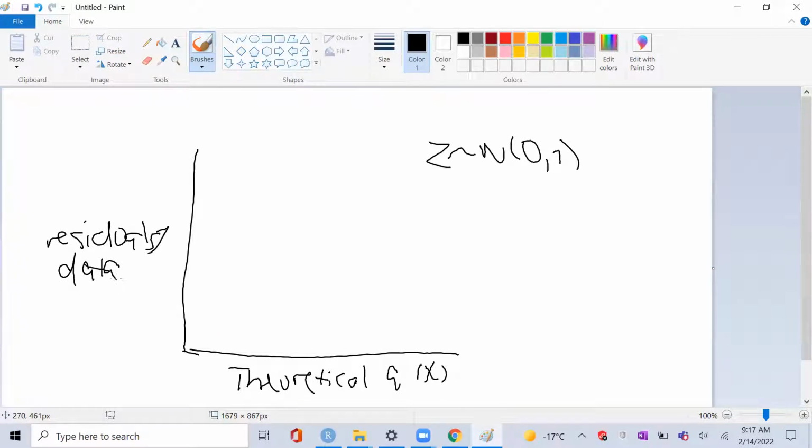Now, if your actual data is normal, what should happen? What should happen is that you'll have a linear line that looks like this, right? The extent to which your actual points turn the line will tell you it's a truly normal relationship, because there'd be a one-to-one map between your theoretical quantiles and your residuals.